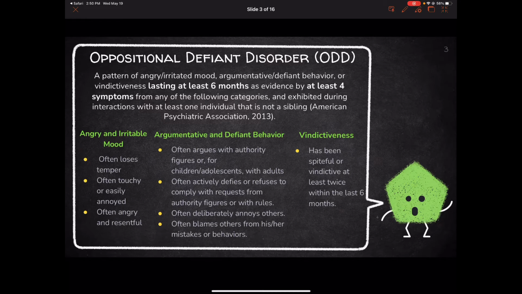Argumentative or defiant behaviors, the next category, which involves often angry with authorities or argues with authority figures. For children or adolescents, this might be arguing with your teacher or your parent. Actively defy or refuse to comply with a request. So again, with a teacher, if they're asking you something, it's the child that will refuse every single time, or the child that refuses to do what the parent wants or asks them to do. Deliberately annoys others, or often blames others for his or her mistakes or behavior. The next category is vindictiveness, which is often being spiteful or vindictive at least twice within the last 6 months.